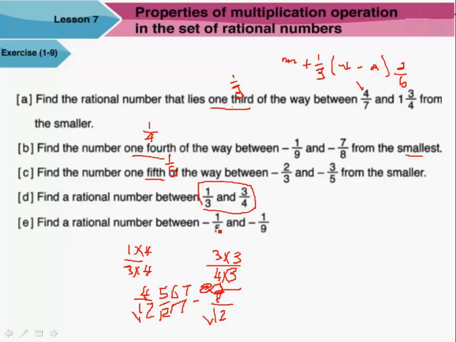Find a rational number between these ones. Okay, the same. The denominator will be 5 times 9, and here will be 9 times 5. And you have to complete the solution.